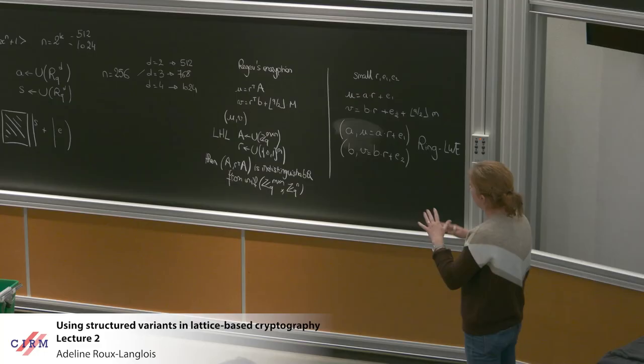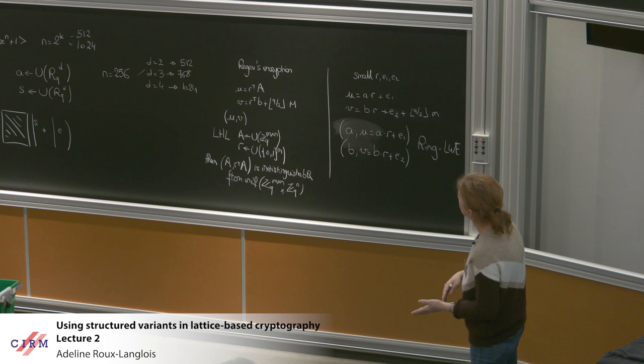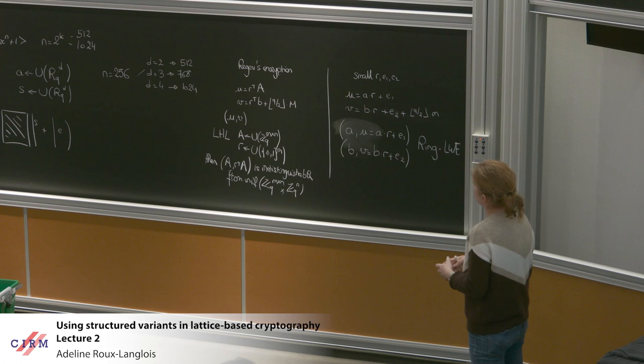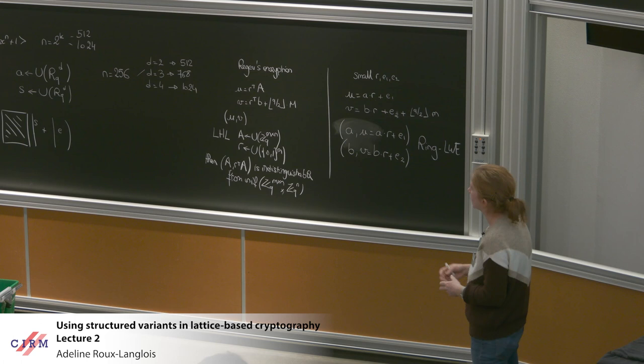It works because we know that we can use the same distribution for the secret and the errors. You take a bound on this noise you obtain at the end to be sure it's less than Q over 8 or something. And then you can decrypt the same way for each coordinate.